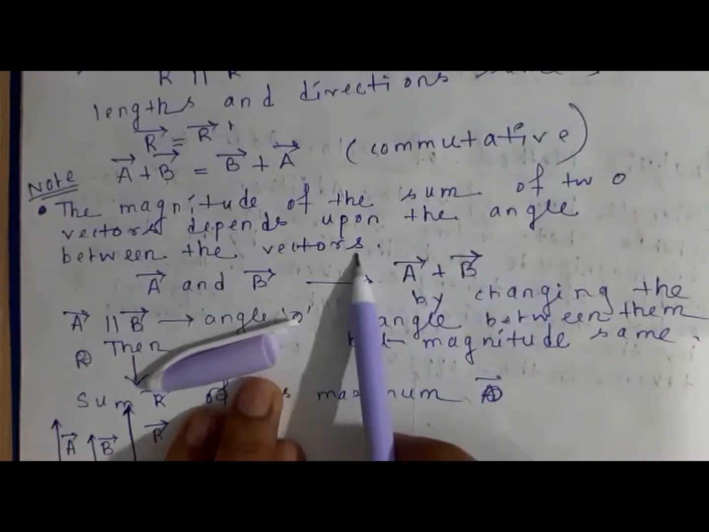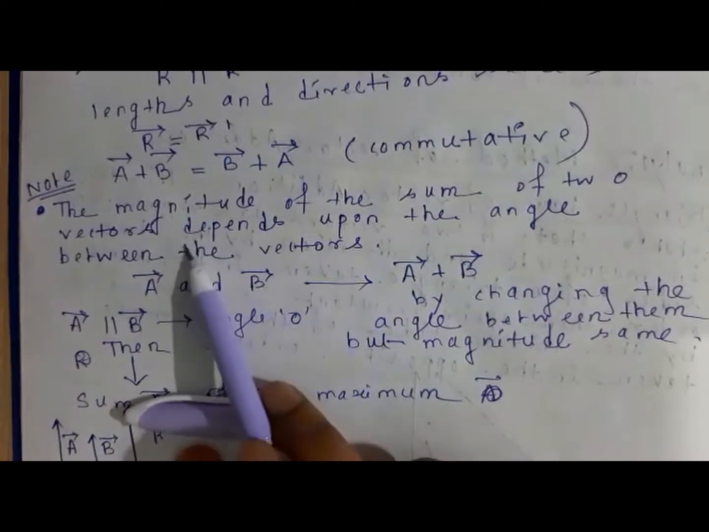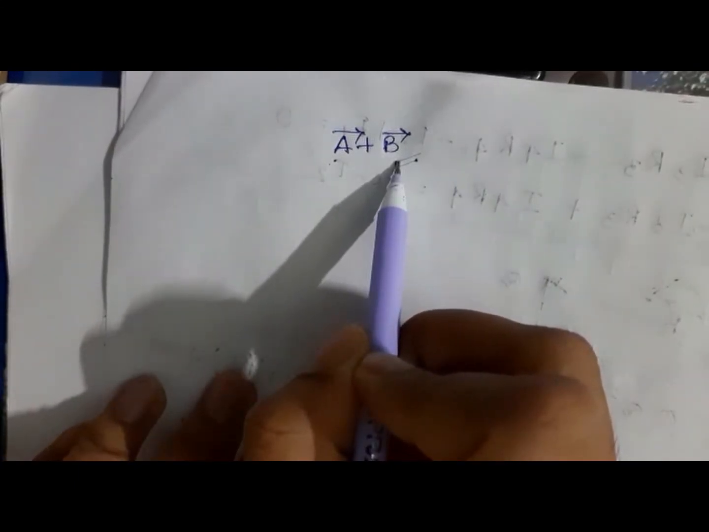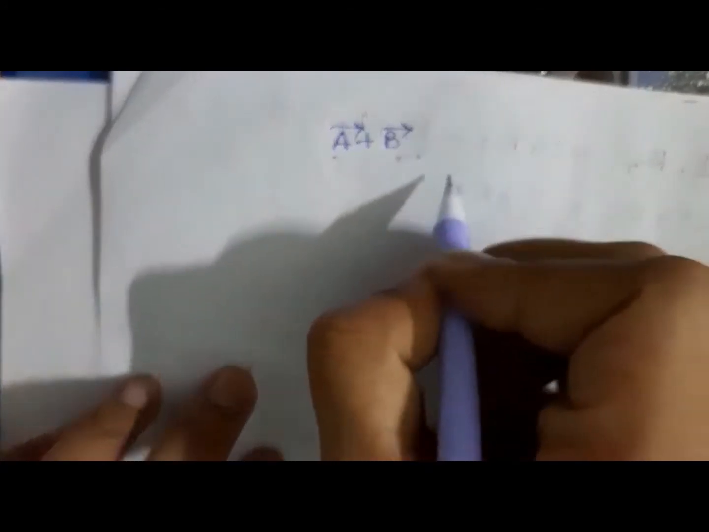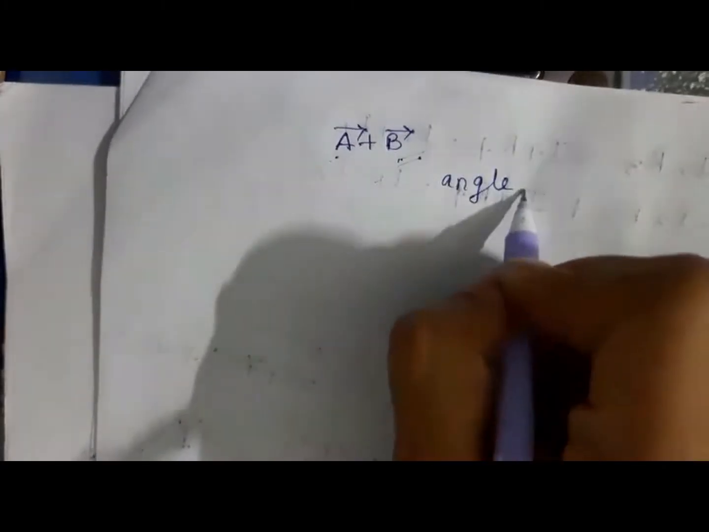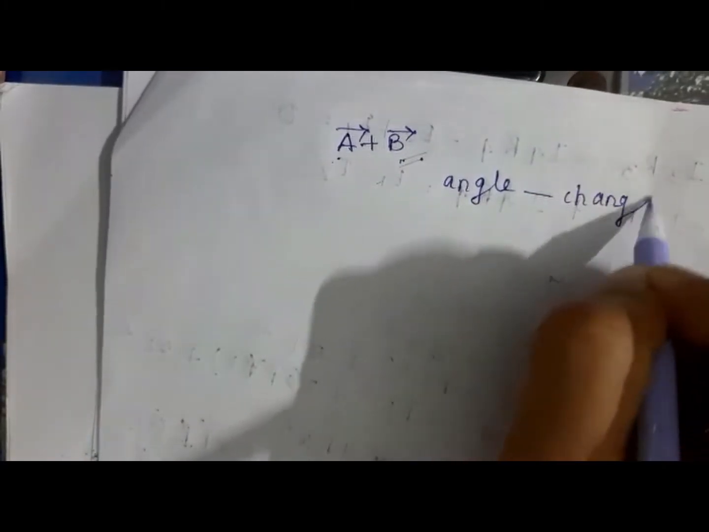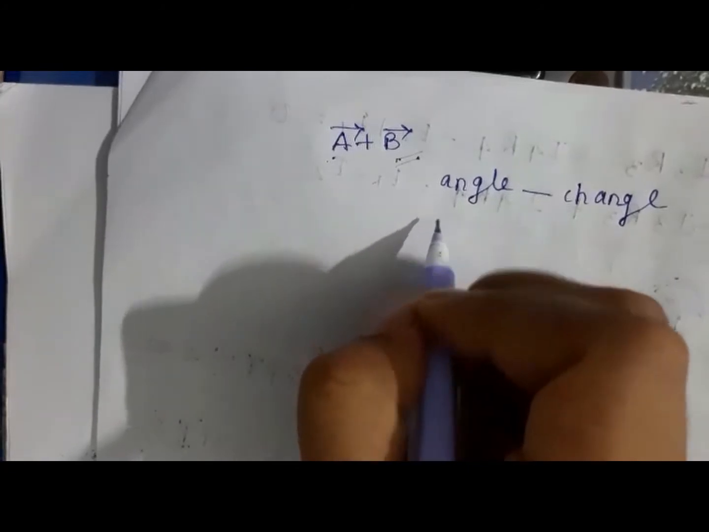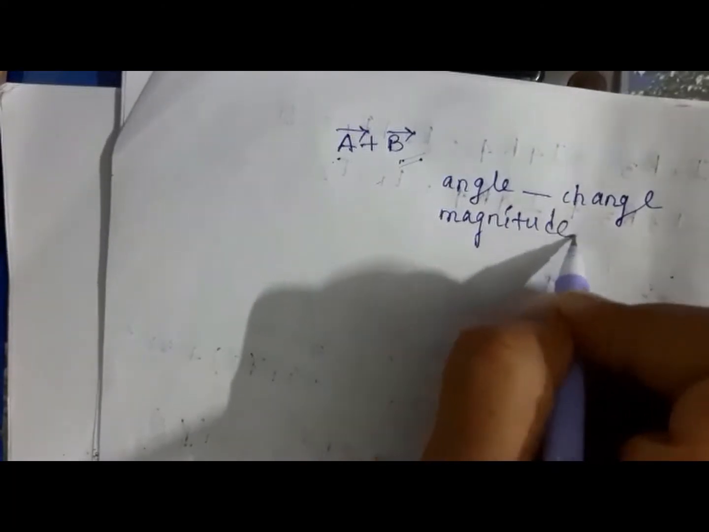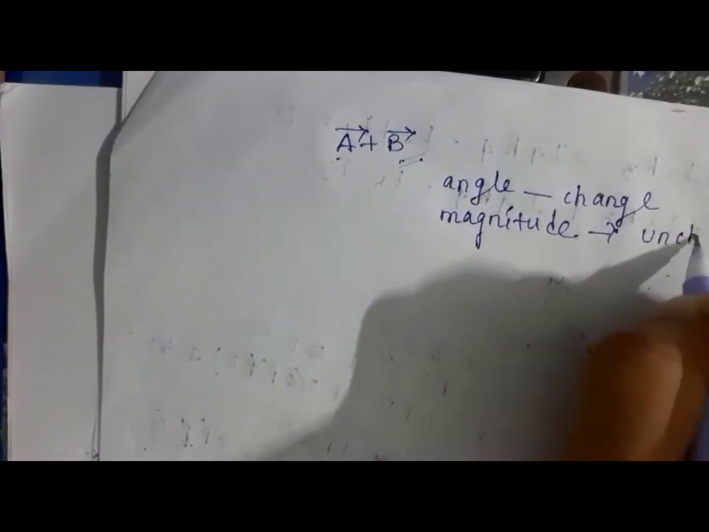Alright, now here is a short note that the magnitude of the sum of two vectors depends upon the angle between the vectors. Now I will add two vectors, but I will change the angle between them, but the magnitude will remain unchanged.